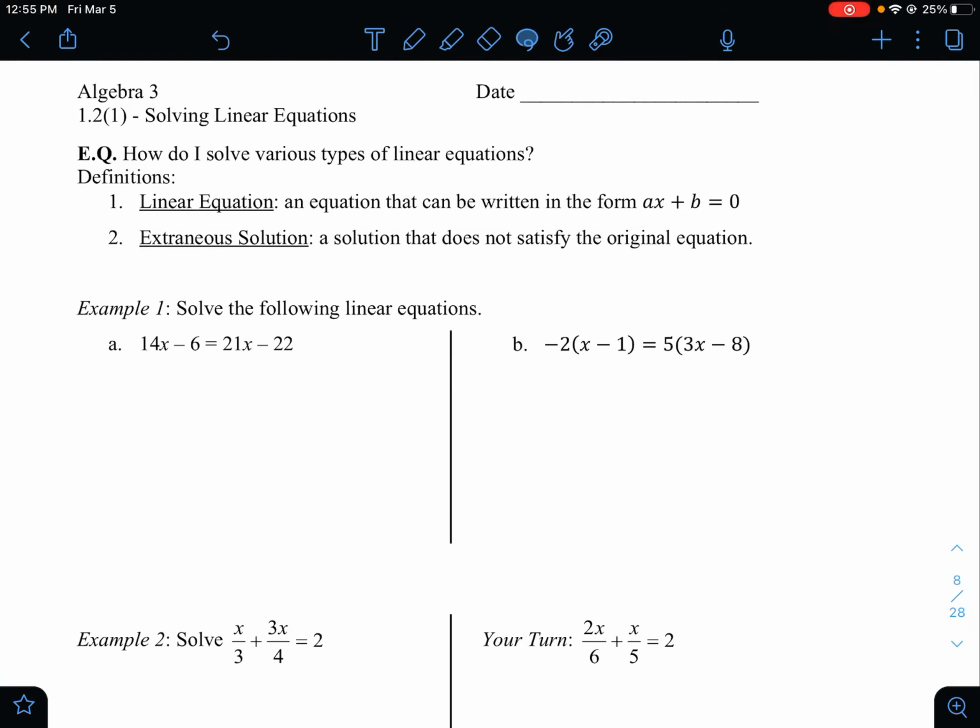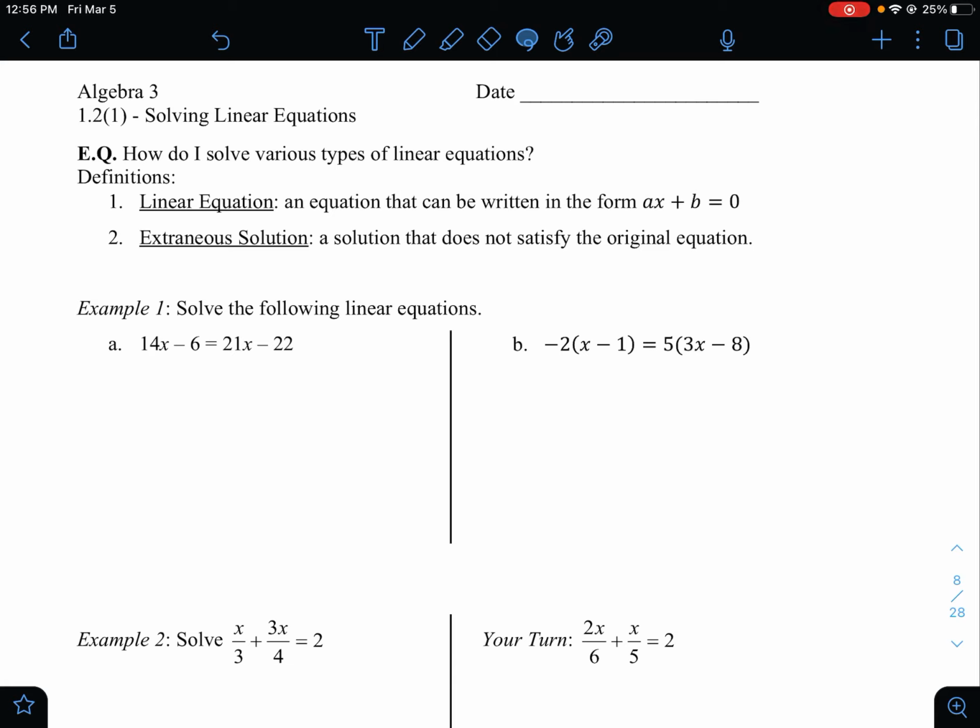Today we're covering section 1-2, solving linear equations. So a linear equation, to refresh our memory, is just an equation that can be written in the form ax plus b equals 0. You might be most used to seeing it in slope-intercept form, or y equals mx plus b. But when we get into solving some of these equations today, they might get a little bit more complicated than you're accustomed to seeing.